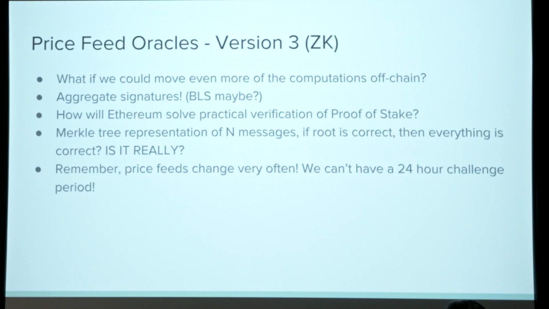So I want to talk a little bit about what we want to do in 2019 for version 3. So what if we could move even more of that computation off-chain? Could we use aggregate signatures maybe, something like BLS? We're looking at what Ethereum is doing to solve the proof of stake problem. I know they mentioned having thousands of signers verifying data.